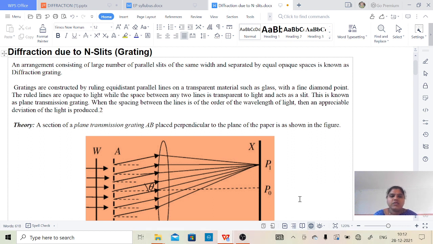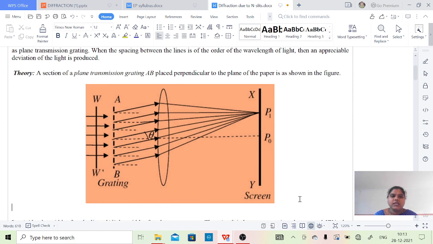When the spacing between the lines is of the order of the wavelength of light, then appreciable deviation of the light is produced. We already know that the size of the obstacle must be comparable with the wavelength of the light. Here also, the spacing between the lines is comparable with the wavelength, so we can get the appropriate diffraction pattern.